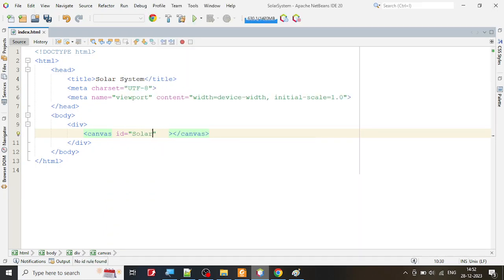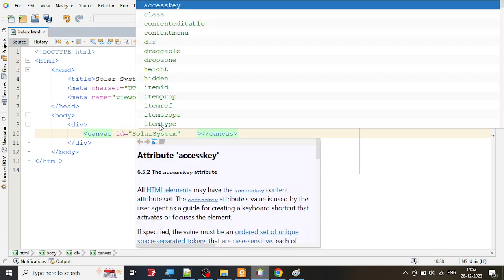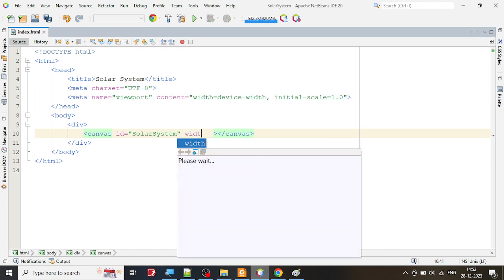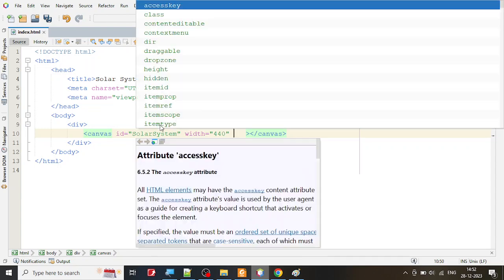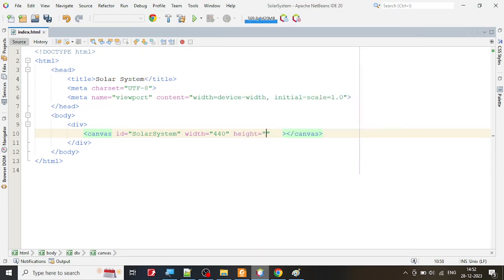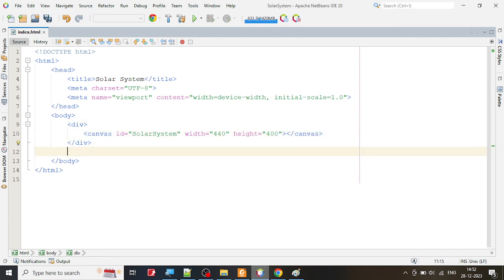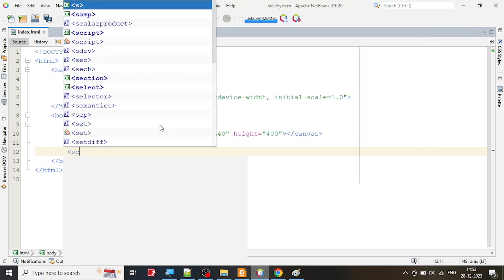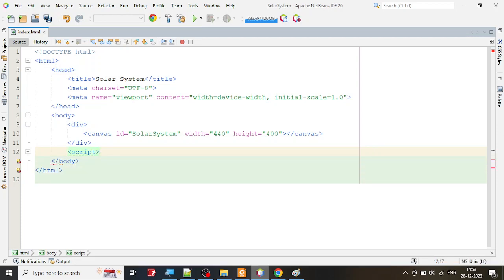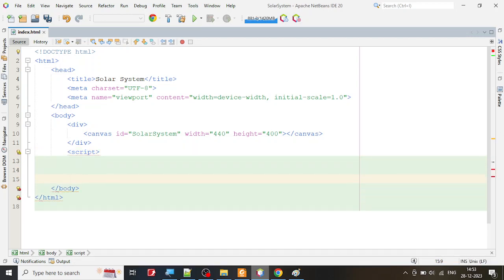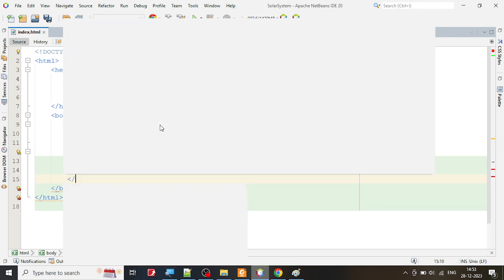You can just say solar system or SS. You can give any name to this. So I will refer to that solar system. And I'm going to set its width as 440 pixels and its height as say 400 pixels. So with that, I have done my solar system, and that is the canvas. Let me create a script. I'm going to create a script tag here, and let me close that script tag.